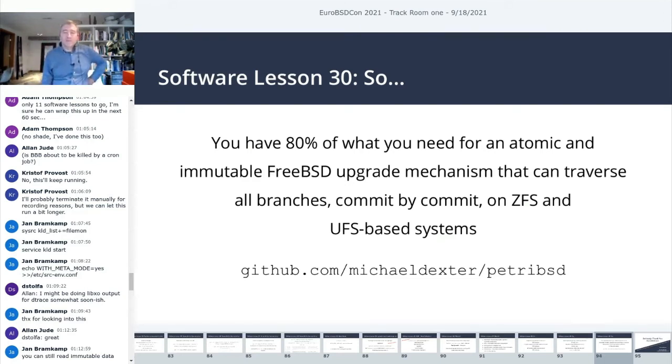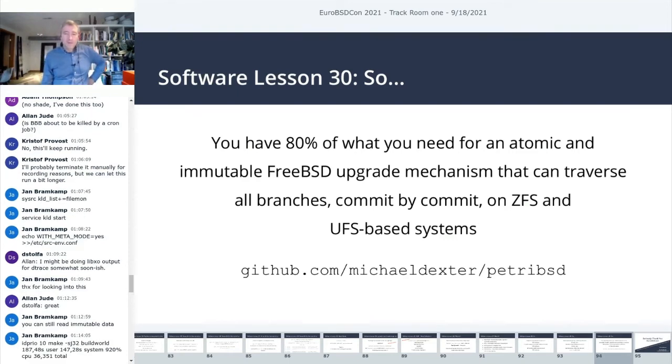In line with my terrible project names, I've called it PetriBSD because it's like a Petri dish where you kick that off, you create a golden image. You create a virtual machine image. You do a ZFS send from one to the other.